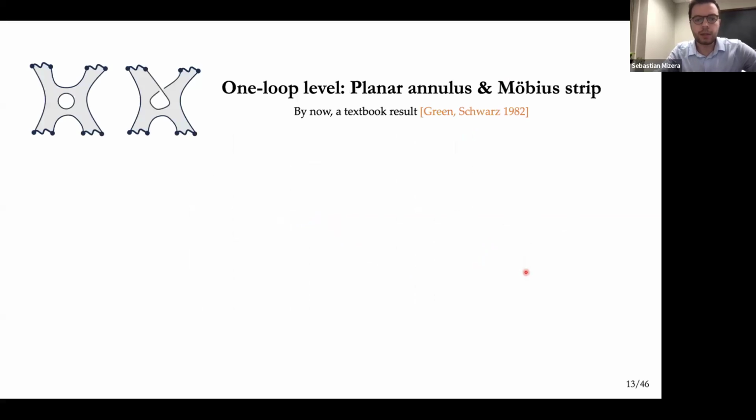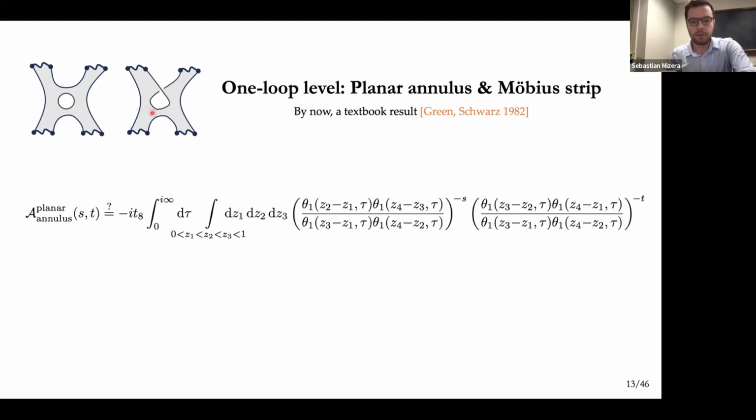And what we're going to do next is look at basically all the same structure, but at one loop. As I mentioned, at one loop we have the planar annulus and the Mobius strip contributions, which are illustrated here. What we see here is by now a textbook result. This is a computation first done by Green and Schwarz, who computed the correlation function of vertex operators on the annulus. And after all these computations, they arrived at this simple looking answer.